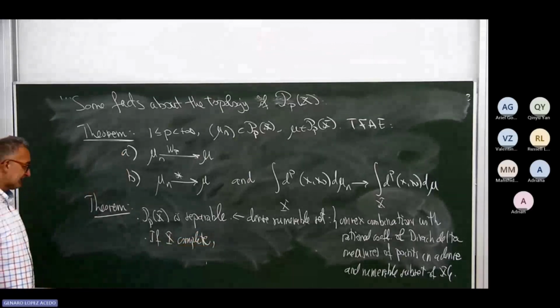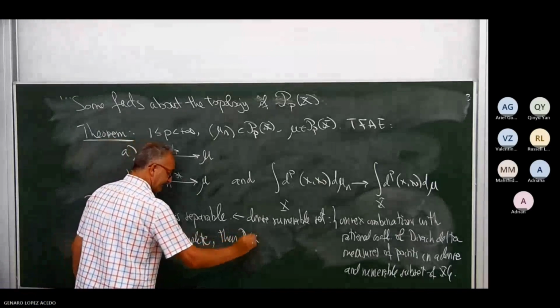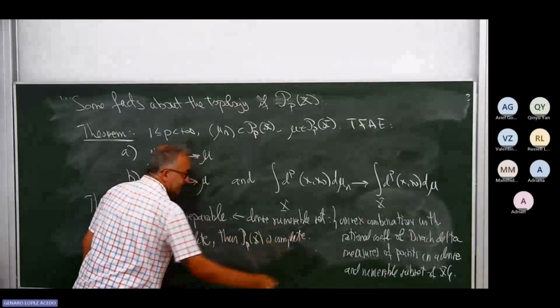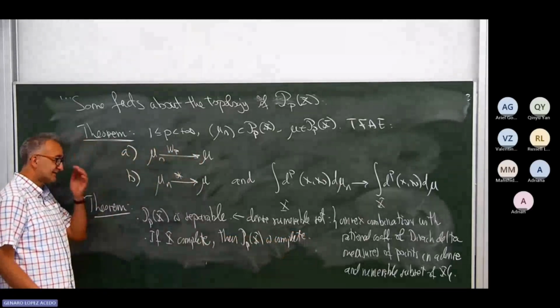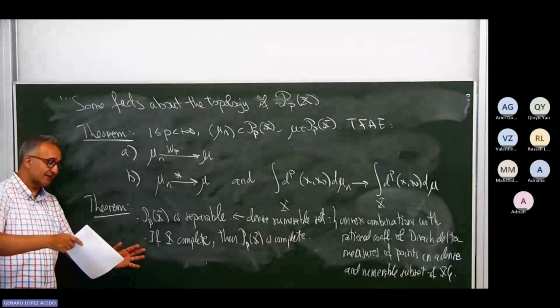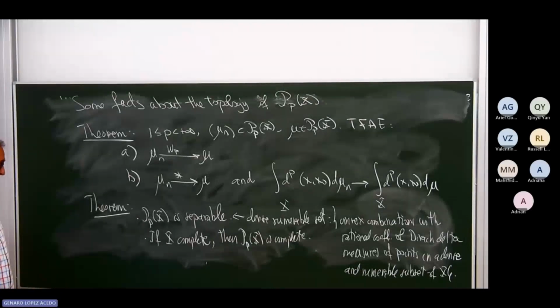If X is complete, then this space is complete, and for this, the proof requires the disintegration theory. And here you have to take the infinite product of spaces, right? Not only two or three.